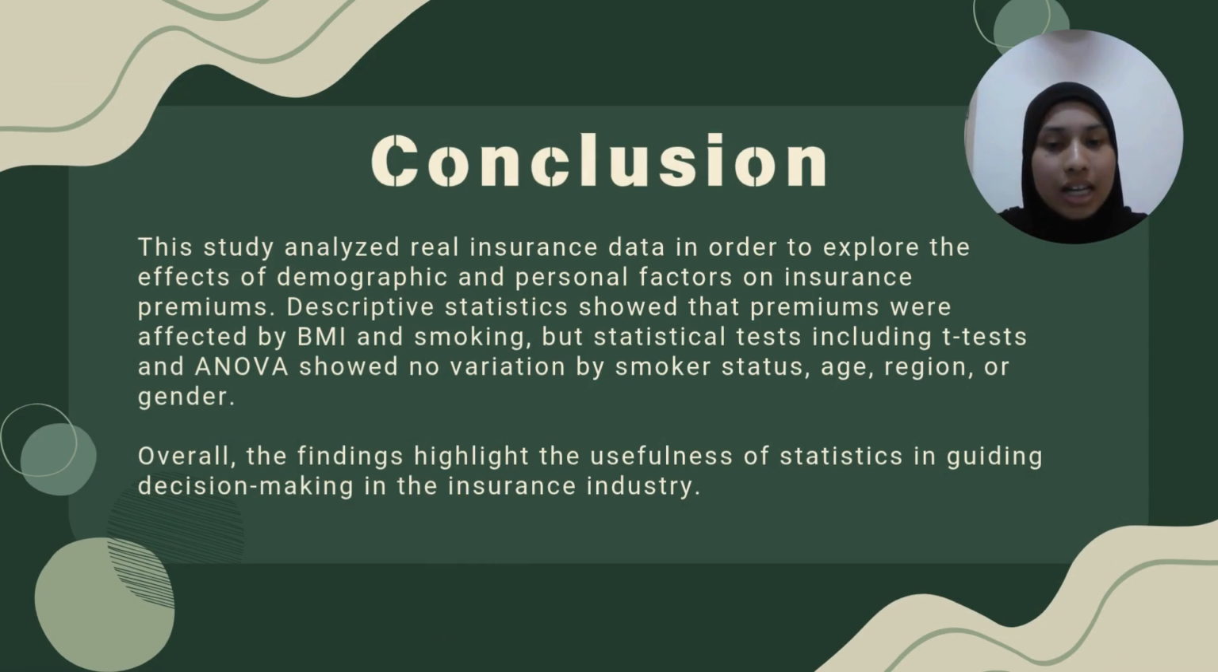So the last slide is the conclusion. The study analyzed real insurance data in order to explore the effects of demographic and personal factors on insurance premiums. Descriptive statistics show that premiums were affected by BMI and smoking, but statistical tests including t-tests and ANOVA show no variance by smoker status, age, region, or gender. Overall, the findings highlight the usefulness of statistics in guiding decision making in the insurance industry.